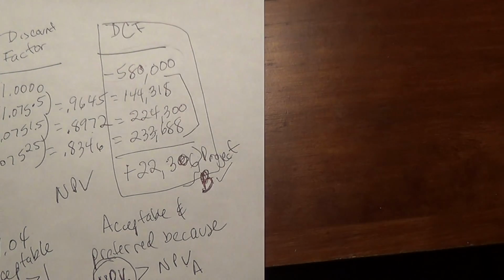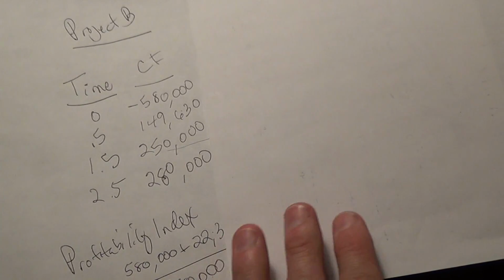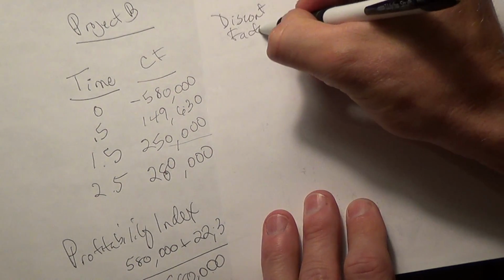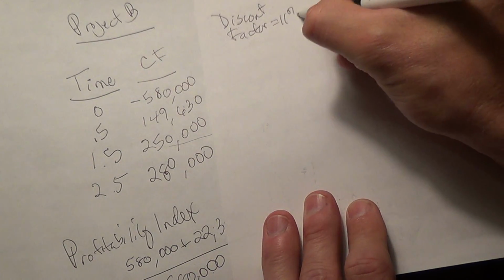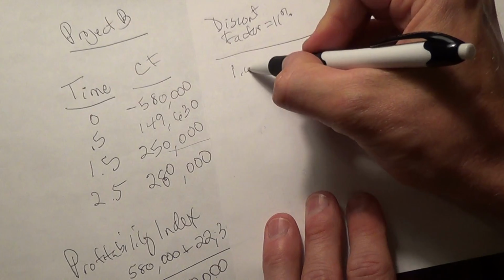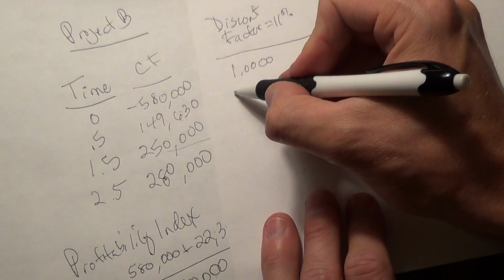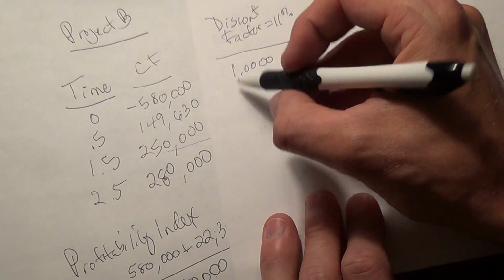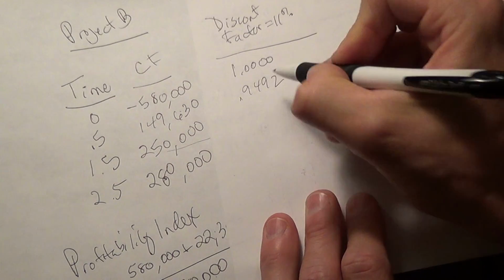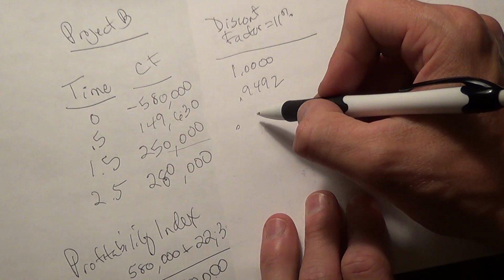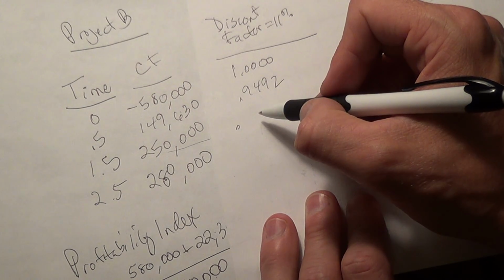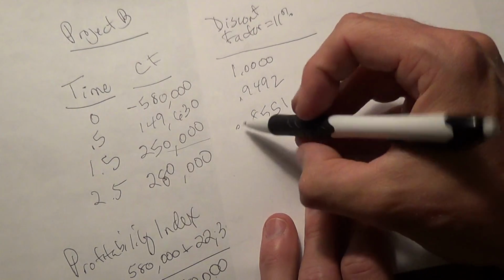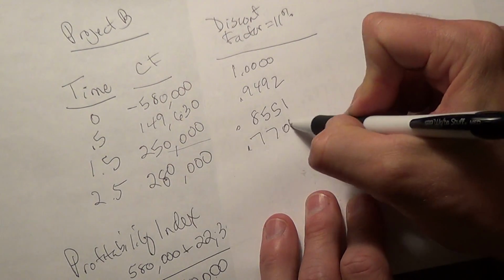So we'll try this again, but this time let's try 11%. We'll try something higher, and that's the key, to know to go higher. So our factors now would be 1.000, and here when we take 1 divided by 1 plus 11% raised to the 0.5, we get 0.9492. Here, 1 divided by 1.11 raised to the 1.5, we get 0.8551. Here when we raise it to the 2.5, we get 0.7704.